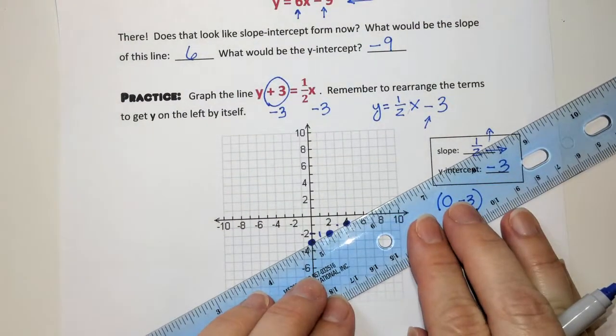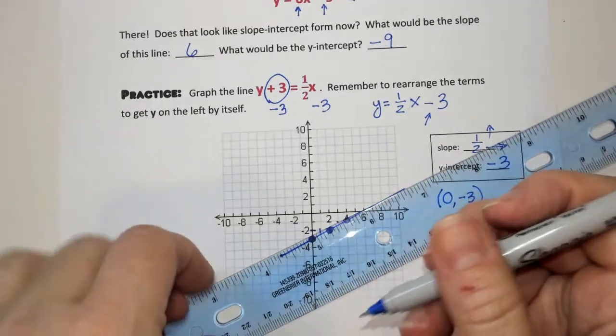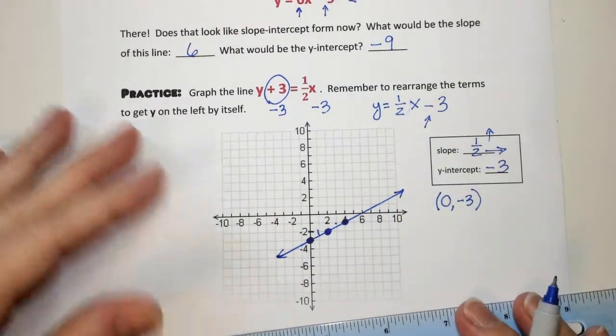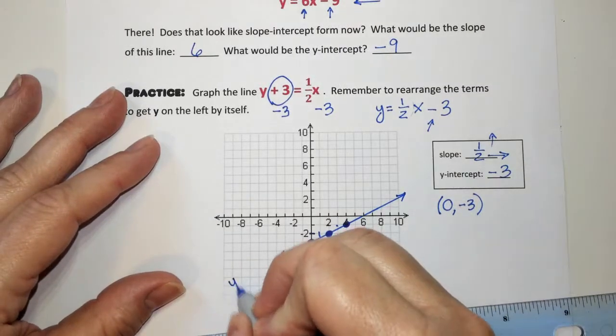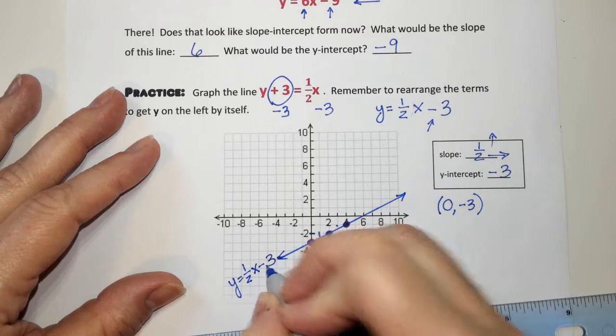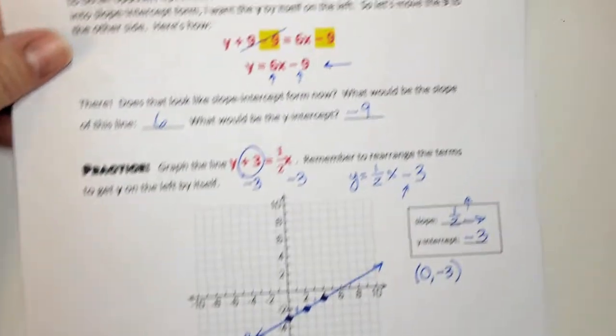Make sure our line is exactly right. You could keep on going and make as many points as you want. Put your arrows on the end. And there's the line. This is the line y equals 1/2 x minus 3. Very good. Next page. We're almost done.